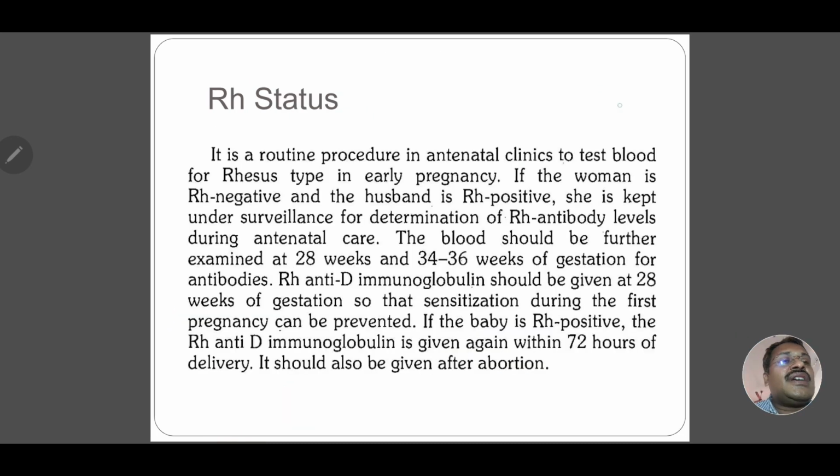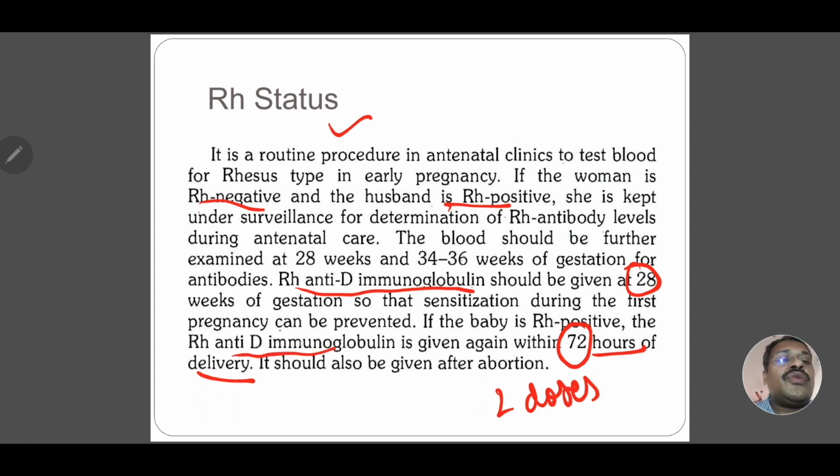Next is the RH status. For the RH status of the mother, if the mother is RH negative and the husband is RH positive, we have to test whether the baby is RH positive. If the baby is RH positive, we have to give RH anti-D immunoglobulin at 28 weeks of gestation, and the second dose 72 hours after delivery. So 2 doses of RH anti-D immunoglobulin we have to give to prevent cross immunity and hydrops fetalis in the baby.